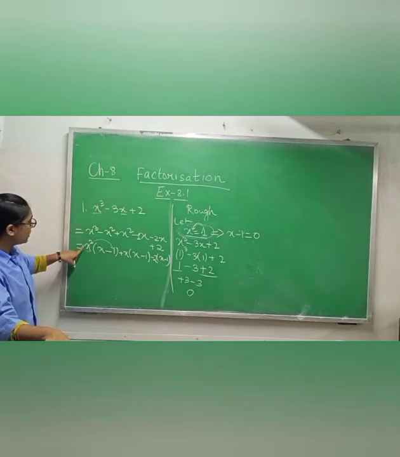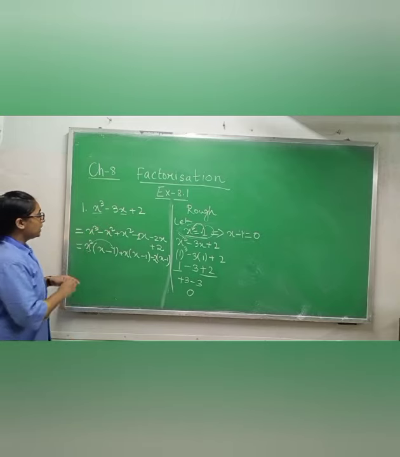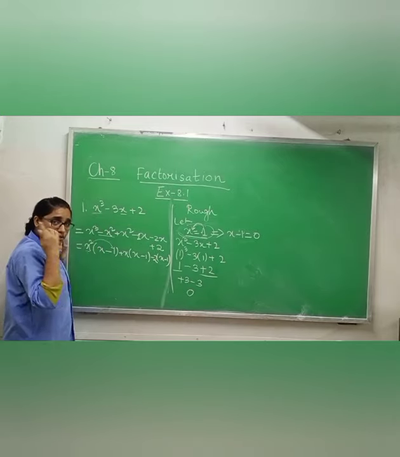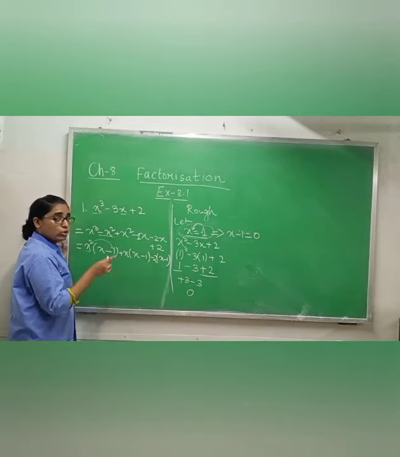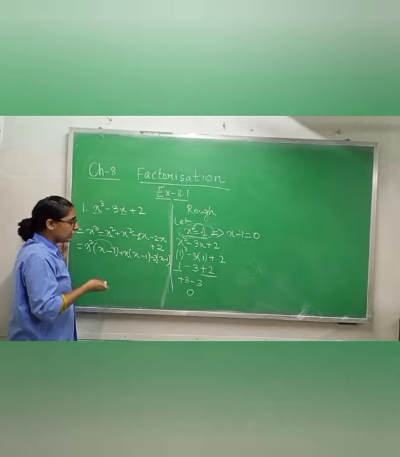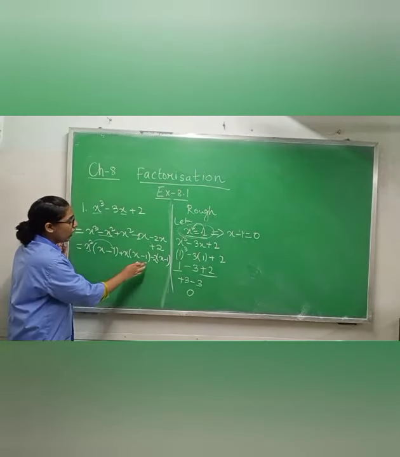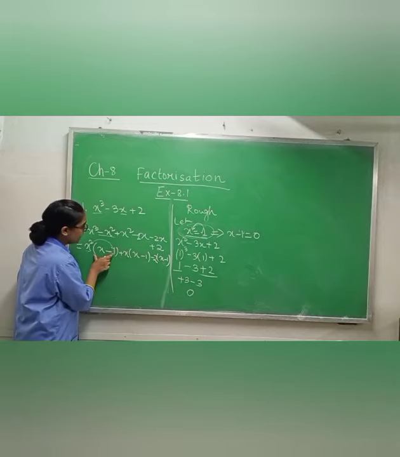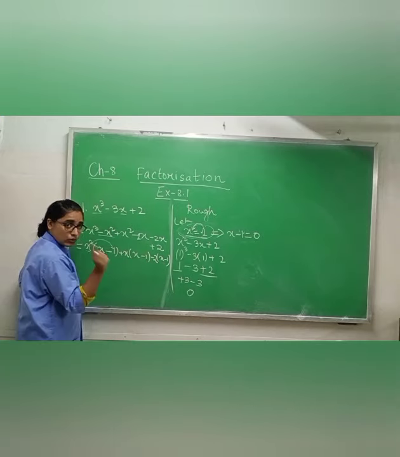Plus, here no sign means plus sign, plus minus x square. But you don't need this minus x square. Why? Because in your question x square is not present. So what you will do, you have to remove or eliminate that one. At that time you will again write x minus 1. Means 3 times you will write x minus 1, x minus 1, x minus 1.